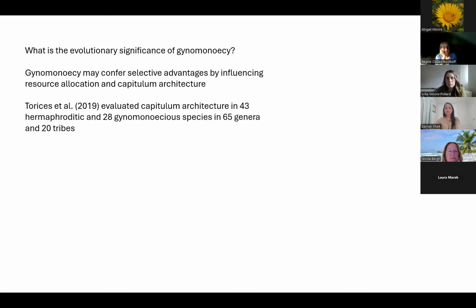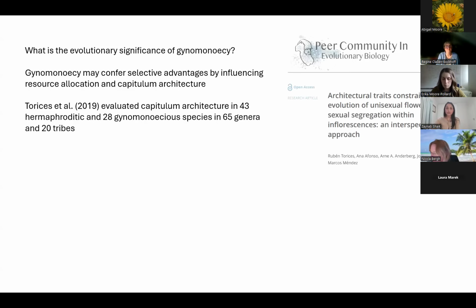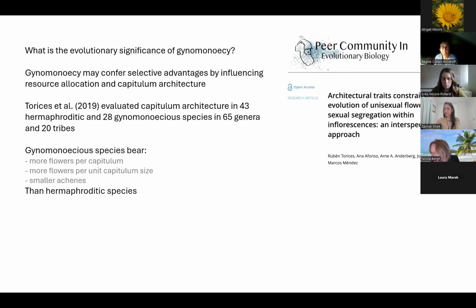And they looked at capitulum architecture in 43 hermaphroditic and 28 gynomonoecious species across many genera and tribes. So this was a pretty small sample size considering the size of Asteraceae as a whole. And then they looked at capitulum architecture accounting for phylogenetic relatedness. And even with the small sample size, they were able to uncover some interesting patterns. What they found is that gynomonoecious species have more flowers per capitulum, more flowers per unit capitulum size, and they also have smaller achenes than hermaphroditic species.